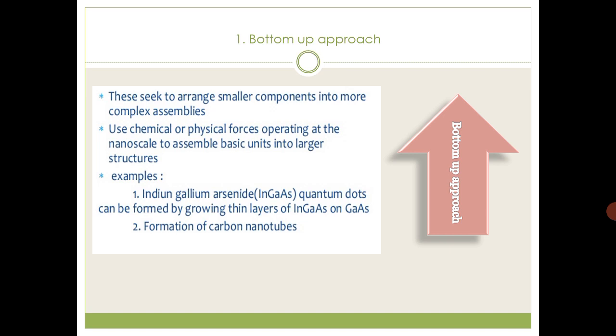The second example is the formation of carbon nanotubes. These carbon nanotubes can be made with the help of carbon nanoparticles. Here also the carbon nanoparticles accumulate, get together and collide with each other to produce larger complex structures, which we call carbon nanotubes, and these nanotubes have wide applications in different industries.